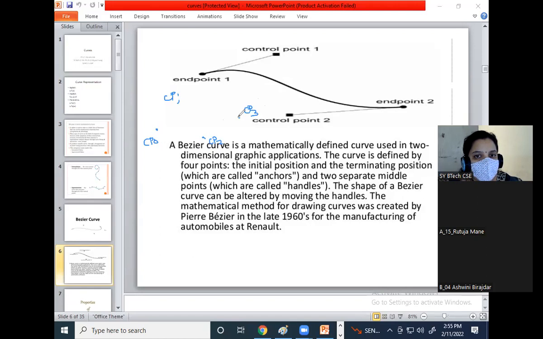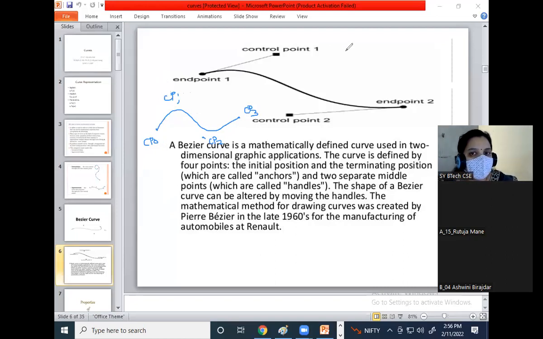Now, the property of the Bezier curve is that it passes through the first and last control point. Manche curve ha tumcha first and last control point madun compulsory pass hoto. And the remaining two control points je ahet, they have impact on the shape. Ata ithe control point 1 hai mhatlyanantar curve control point 1 kade to thoda sa attract hoil. Tithun pude gelyanantar to control point 2 kade attract hoil, and then it will pass through the last control point. So that is nothing but the impact of the control points on the curve.